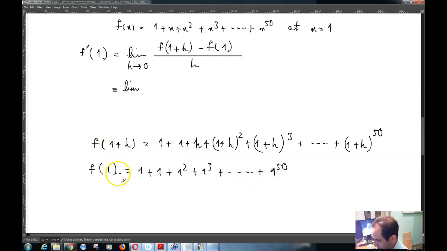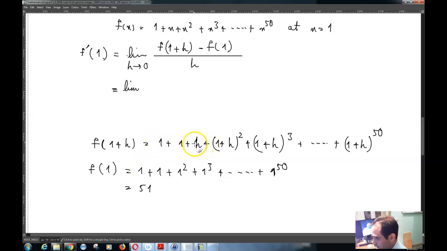Now if you subtract this from the expression over here, all of these are equal to 1 and 1 and 1 and so forth. So these are 50 terms, so this is basically 51. This part over here is 51.